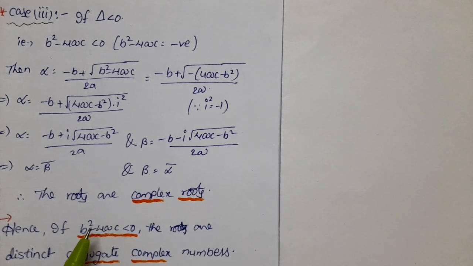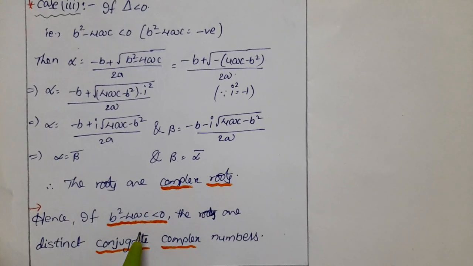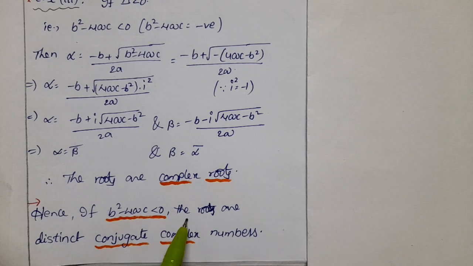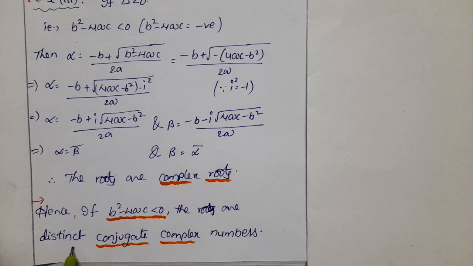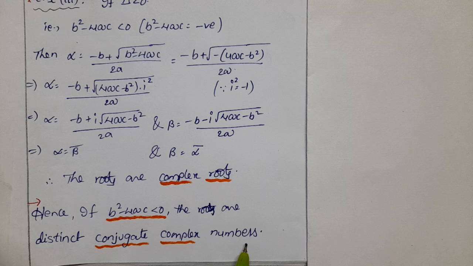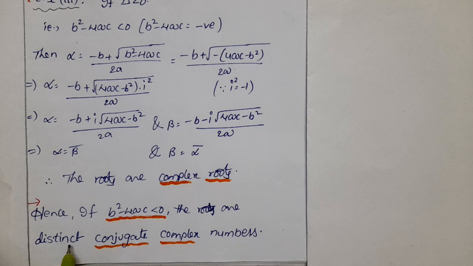Therefore, conclusion: if b square minus 4ac less than 0, then the roots are distinct conjugate complex numbers.